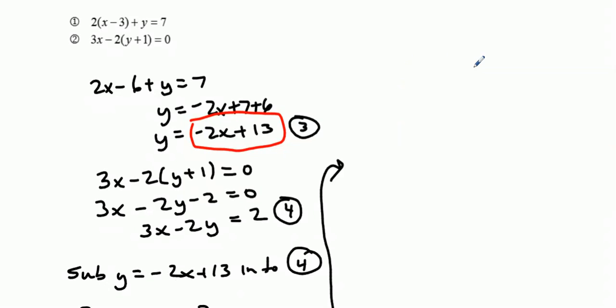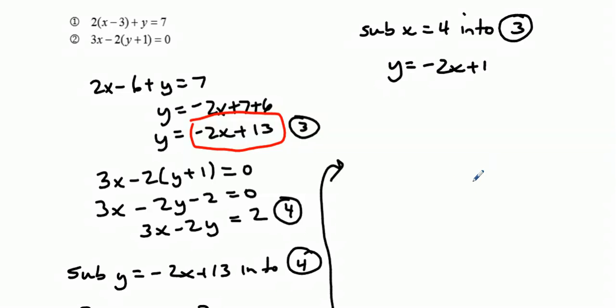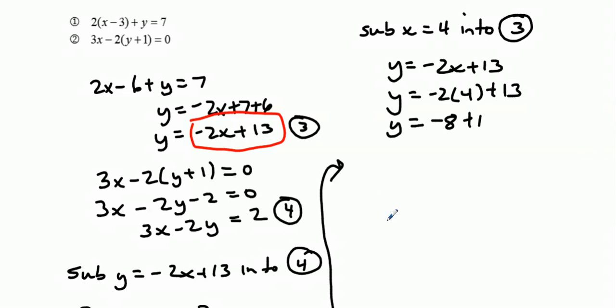So I'll go way up here this time. So I'm going to sub x equals 4. Let's see, which one looks the easiest to work with? Probably 3, because it's already isolated for y. So y equals minus 2x plus 13. Y equals minus 2 times 4 plus 13. Y equals minus 8 plus 13. Y equals 5.